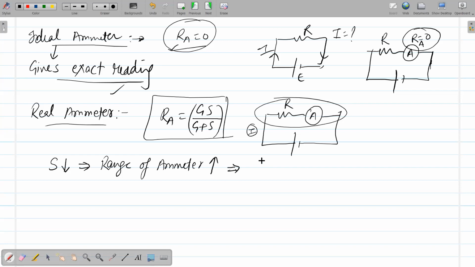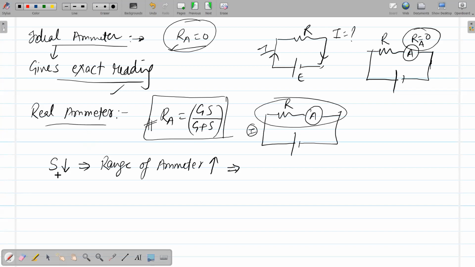And listen to this also: when you decrease the value of S, the effective resistance will also decrease. Logically you can remember this: for a real ammeter to work like an ideal ammeter, we are supposed to decrease the resistance, taking it very close to zero. If you somehow take the resistance as zero, then the real ammeter will start working as an ideal ammeter. But that cannot be practically possible.